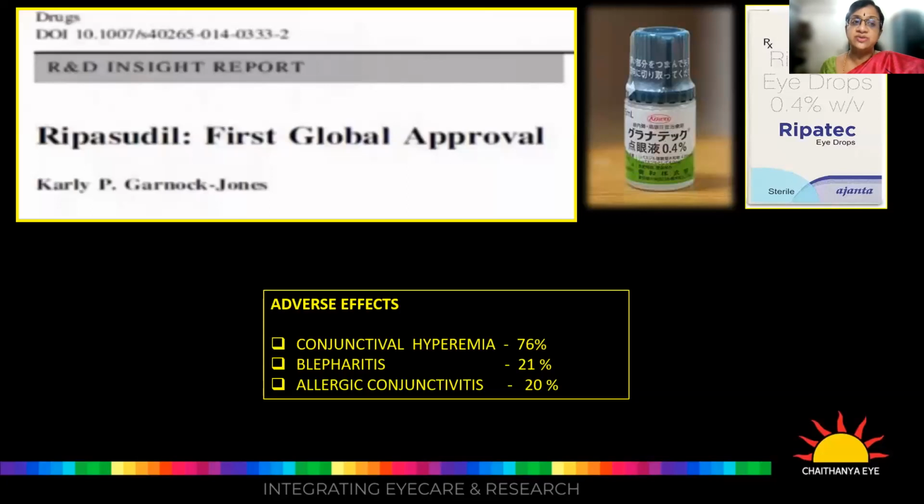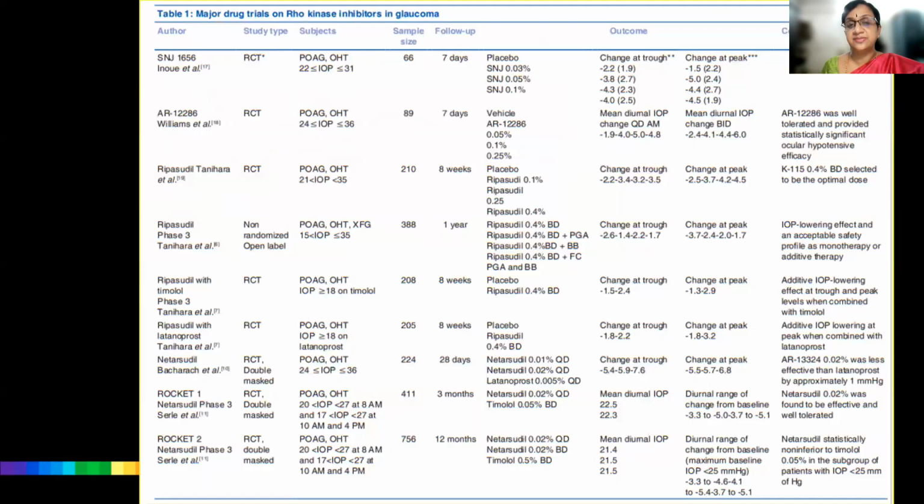The ripasudil was the first to be launched. It was launched in Japan in 2014 at a concentration of 0.4% BD dosage. And the adverse effects being conjunctival hyperemia to the extent of 76%, with blepharitis and allergic conjunctivitis approximately 20%.